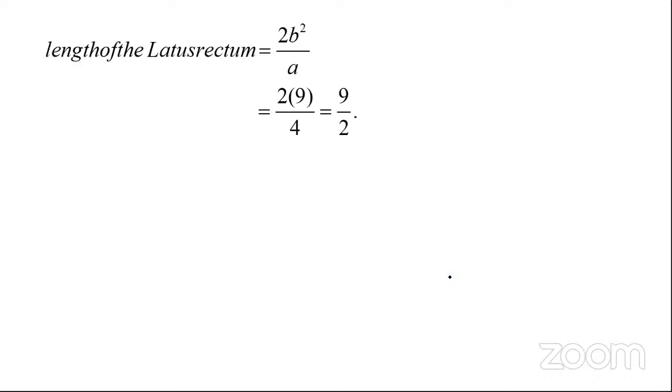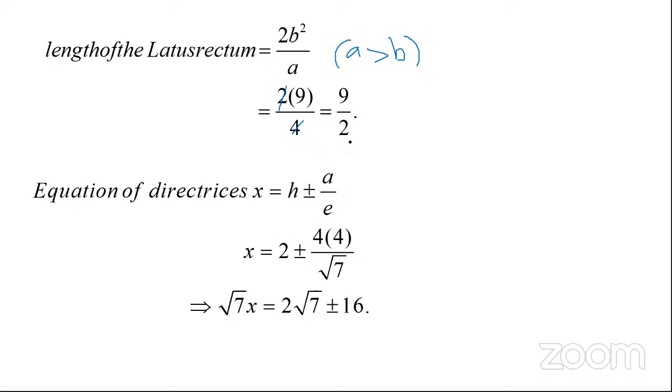Similarly, we have to find the length of the latus rectum. This is a is greater than b, so that will be 2b square by a. If a is less than b, then it is 2a square by b. Then you will get b square value as 9, a value as 4. Then you have to cancel 4 with 2, and you will get 9 by 2 as the length of the latus rectum.